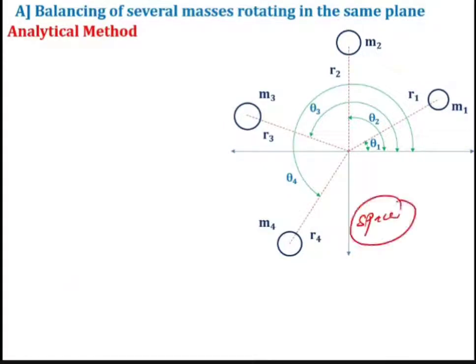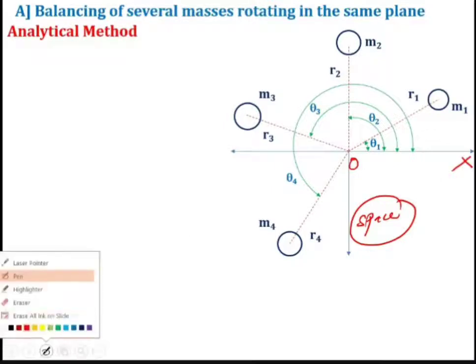I have already drawn this in the graphical case, which we have already understood. With the help of a protractor, you can directly draw this phase diagram by locating angle theta 1, theta 2, theta 3, theta 4, and locating the masses m1, m2, m3 and m4 at their distances from this line OH. Okay. Now what is the first step?